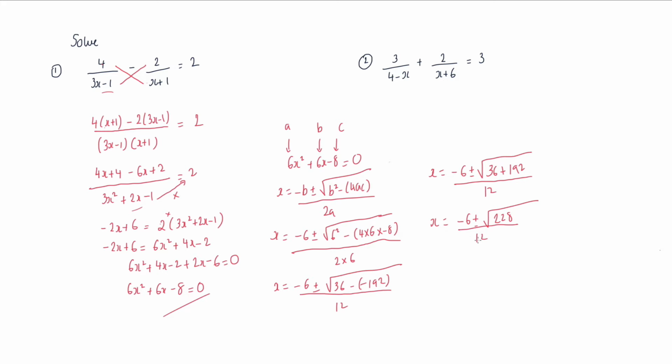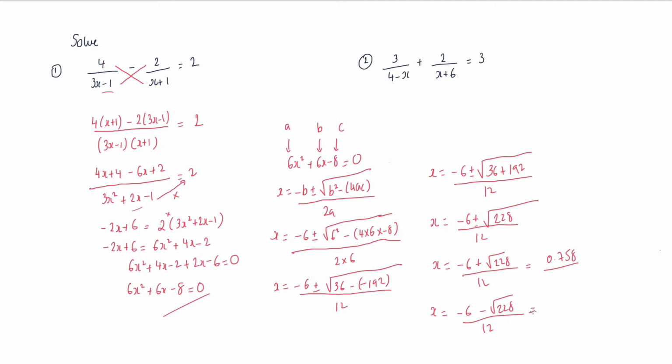So the two answers that you're going to get here are x equals minus 6 plus the square root of 228 over 12. Put that in your calculator and that will give you an answer. And then x equals minus 6 minus the square root of 228 over 12, because of this minus here. And then that will give you an answer. If I put that in the calculator right now, that's minus 6 plus the square root of 228, and then divide that by 12.